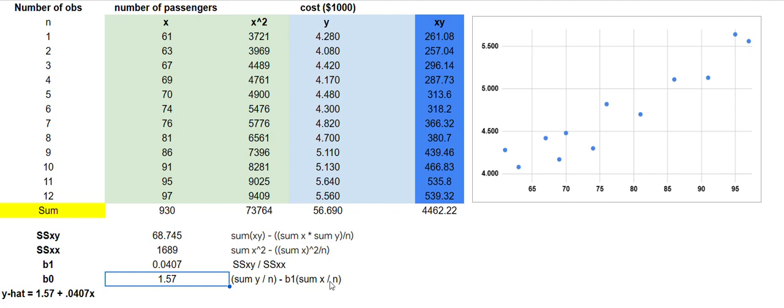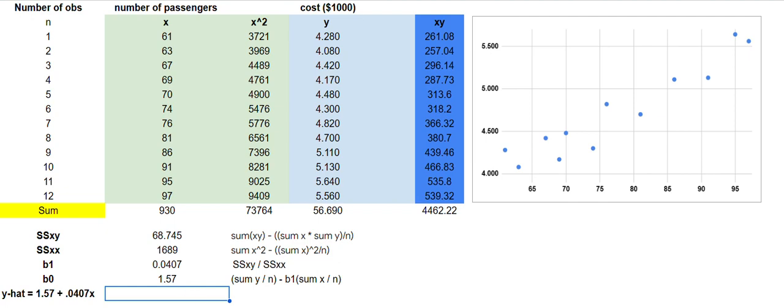So let's see that. The sum of y is this number divided by the number of observations, which we get here, minus the B1, which we just got here, 0.0407, multiplied by the sum of x, which is this number, divided by the number of observations, by our n, which then gives us the B0, which is 1.57.